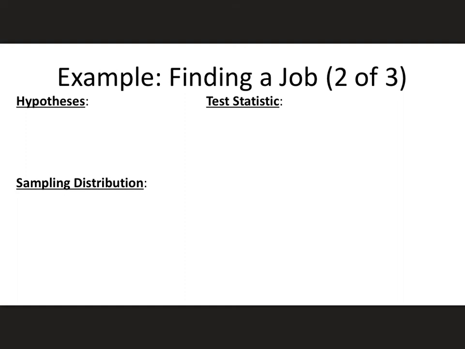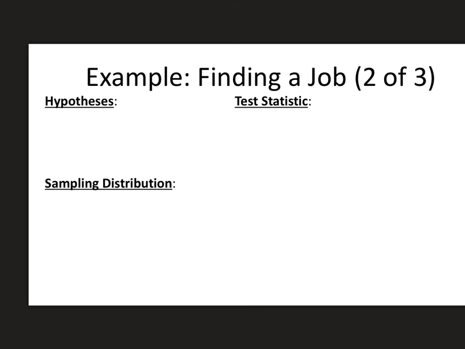So writing our hypotheses. We know that the claim said at least 90%, which is greater than or equal to 0.9. So that makes our claim the null hypothesis. The null hypothesis, P is greater than or equal to 0.9, and our alternative is going to be P is less than 0.9. Alpha here is 0.01.